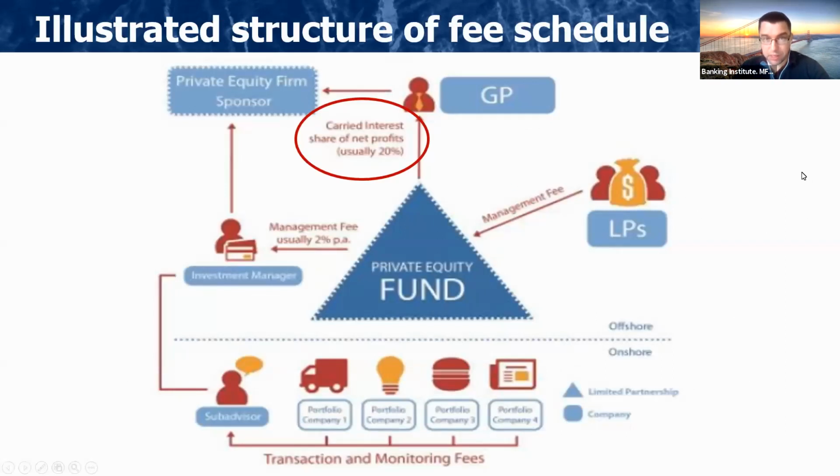If we look at the same nice picture, we will see that the carried interest is being paid on top of that. So it goes to carried interest. It goes to the general partner and carried interest.